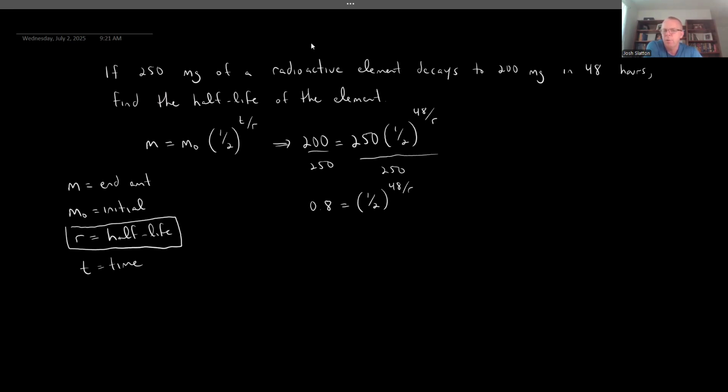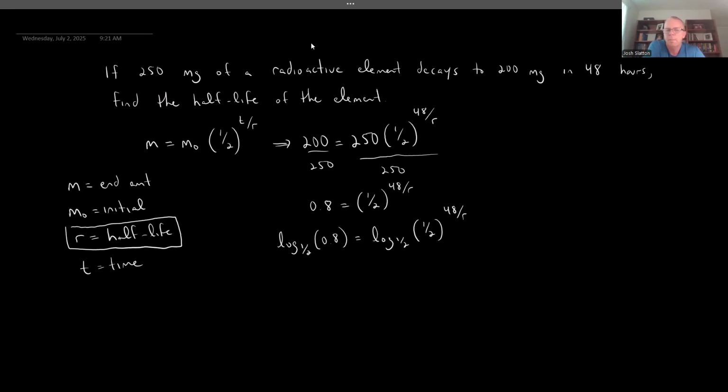Now we have the exponential part by itself. So now we can take the logarithm of both sides, and you can do it however you want. You can take the ln of both sides, or you can take the log base 1/2 of both sides. Either way will do the same thing. So let's do log base 1/2 on both sides, of 1/2 to the 48 over R. I think this way is a little bit easier. It eliminates one or two steps.